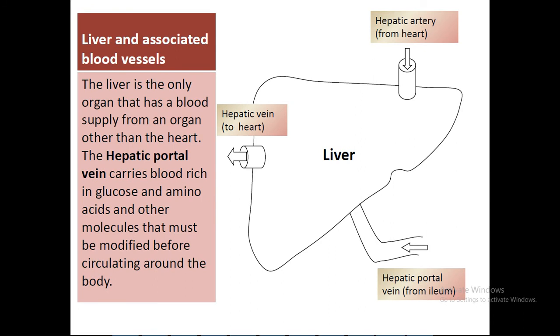Now, liver with associated blood vessels. The liver is the only organ that has a blood supply from an organ other than the heart. Okay, now I am repeating. The liver is the only organ that has a blood supply from an organ other than the heart. The hepatic portal vein carries blood rich in glucose and amino acids and other molecules that must be modified before circulating around the body.